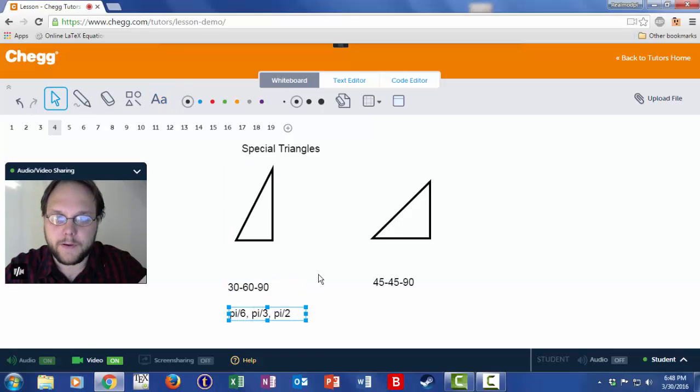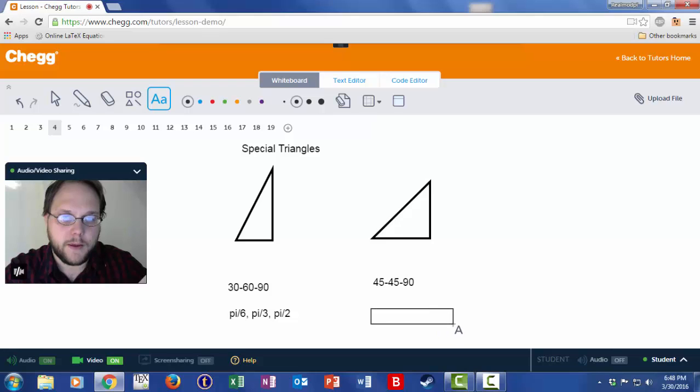It's more common to hear 30, 60, 90 degree triangle than to hear pi over 6, pi over 3, pi over 2 degree triangle. But you could talk about it that way if you wanted to. And over here we have a pi over 4, pi over 4, pi over 2 degree triangle.